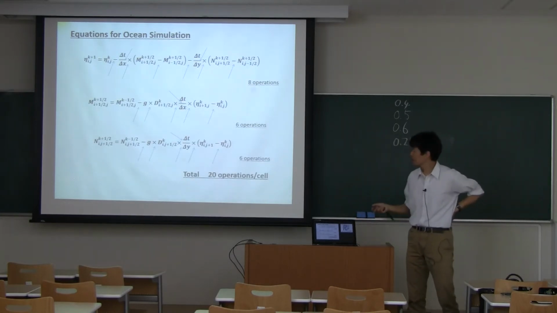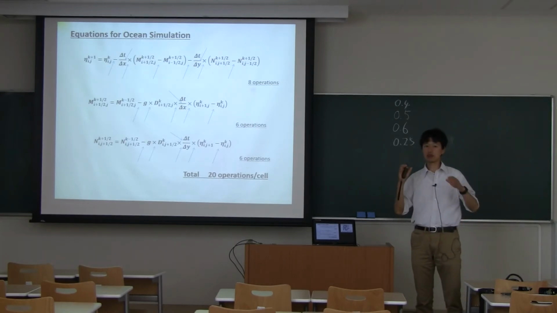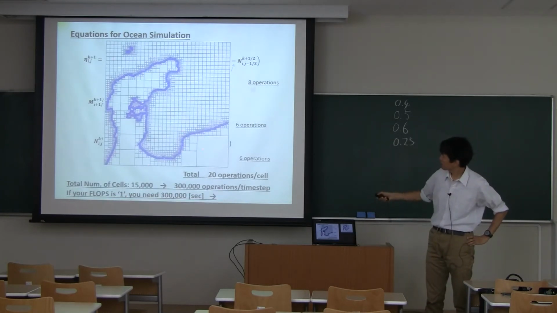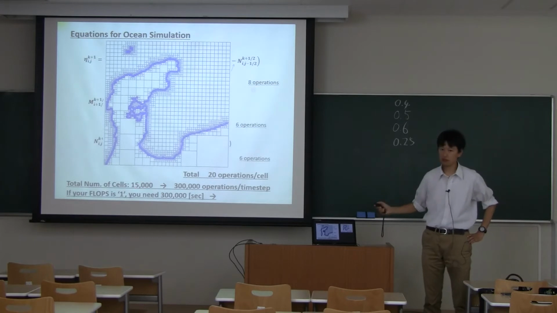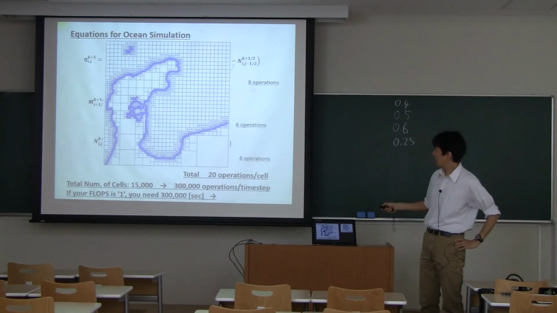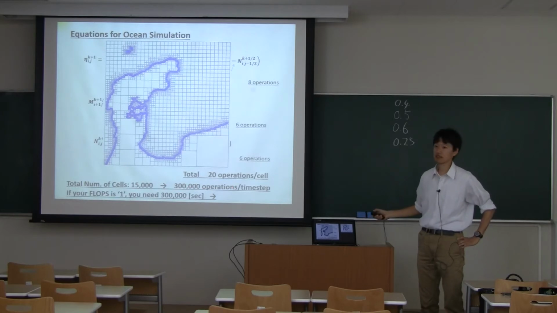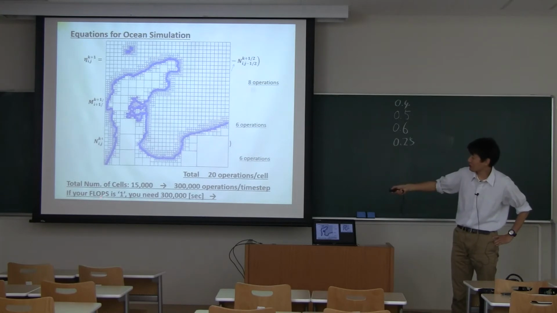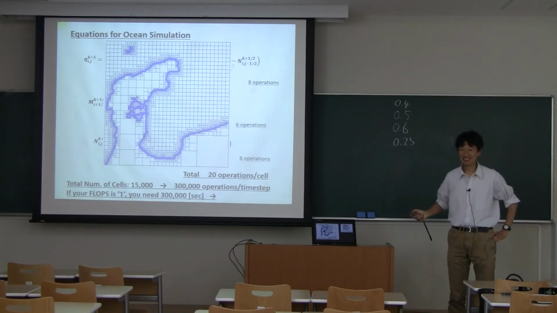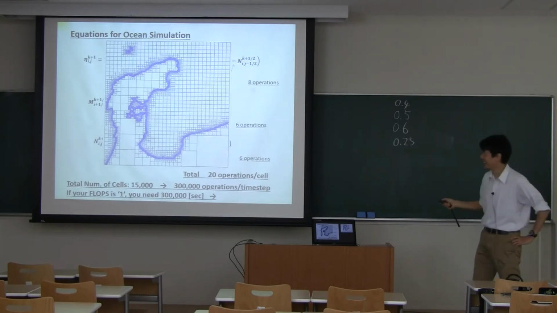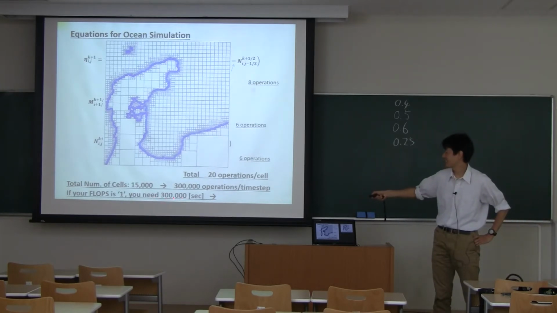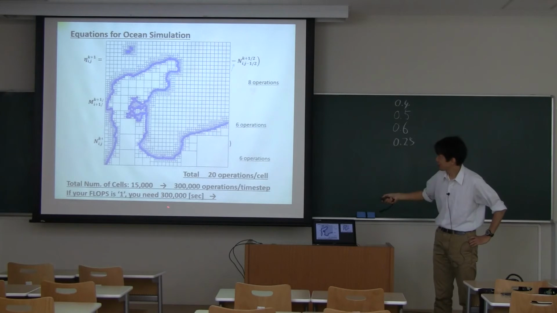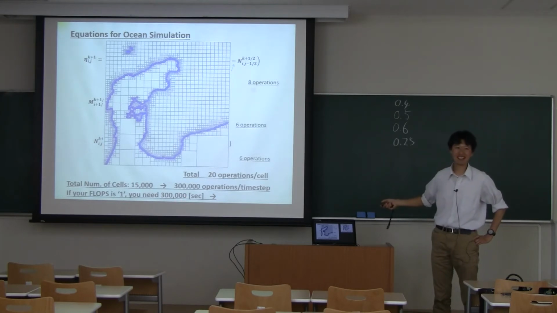So we must calculate 20 operations for one computational cell. We made this area 15,000 computational cells. So we have to calculate 300,000 operations for this simulation. So if your performance is 1 FLOPS, you need 300,000 seconds for the calculation. Okay? How many days is 300,000 seconds?